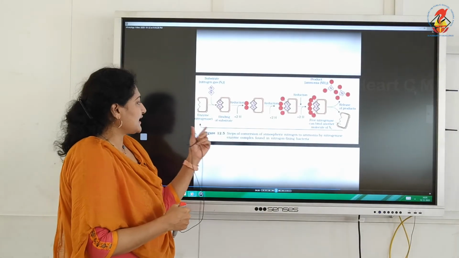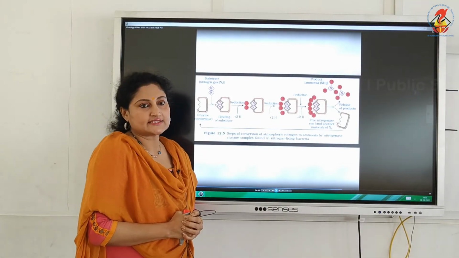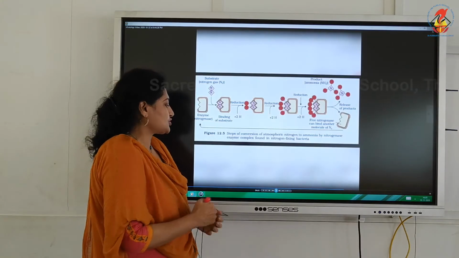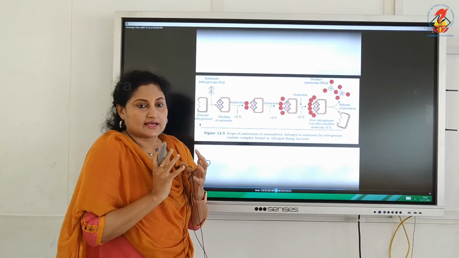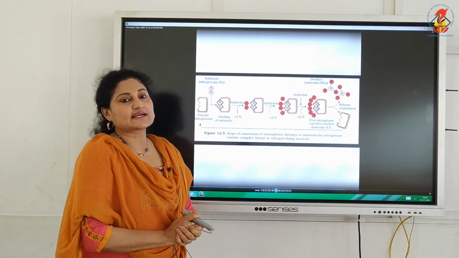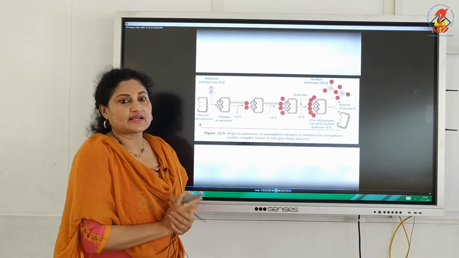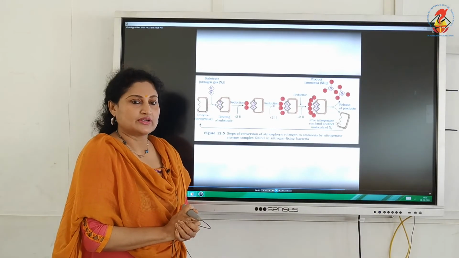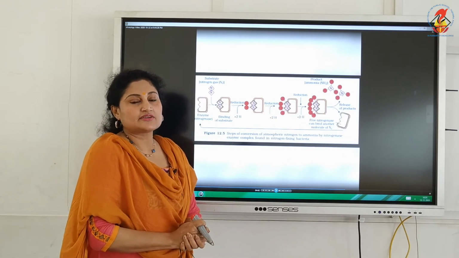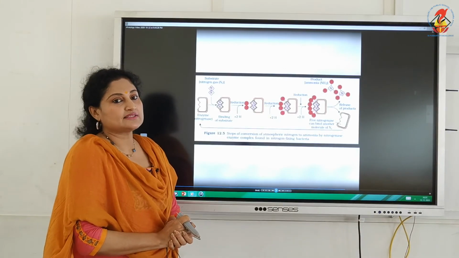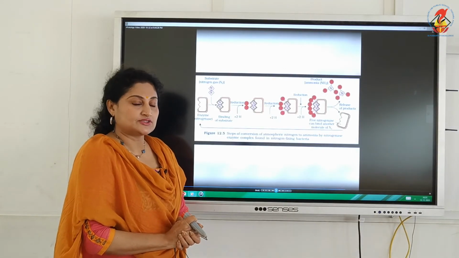Now this is a very good example of the enzyme nitrogenase. This is with reference to chapter 12 of your textbook. It is figure 12.5. With reference to this figure, it is the action of the enzyme nitrogenase, and this particular enzyme catalyzes the conversion of the atmospheric nitrogen into two molecules of ammonia. Very popular example. We are learning right from the lower classes nitrogen fixation in leguminous plants, which is undertaken by the bacterium called Rhizobium.